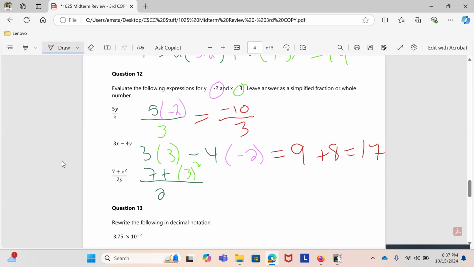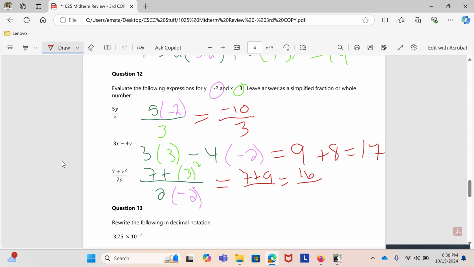And then 2 times, what am I replacing y with? -2. Beautiful. Now, what you could do is type the whole top into the calculator and write it down, which is probably the easiest thing to do. It ends up being 7 plus 9, which is 16. Do you agree that we get 16 on the top?